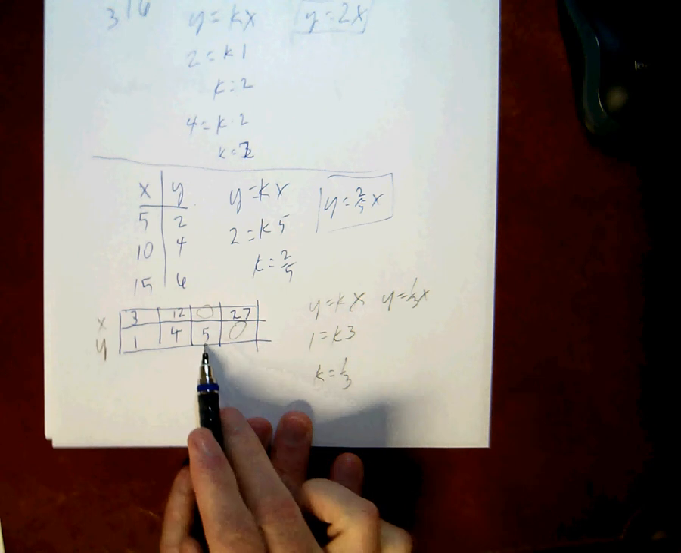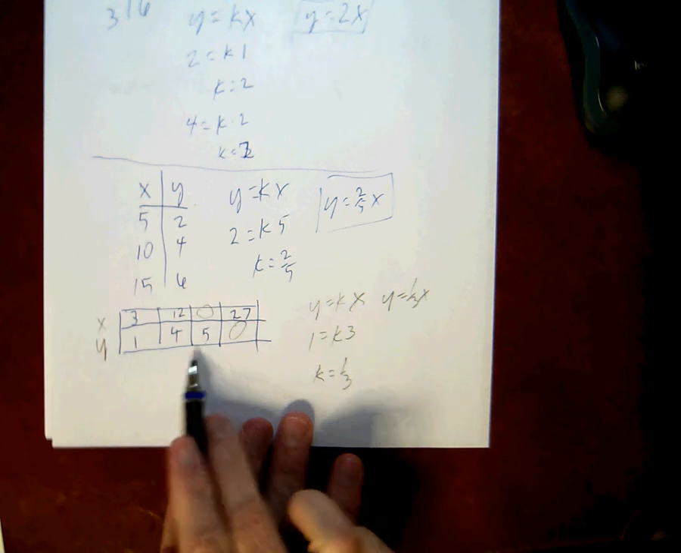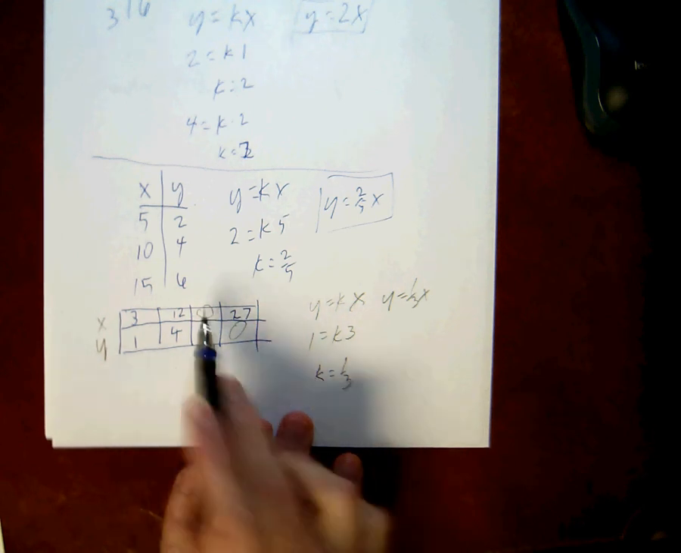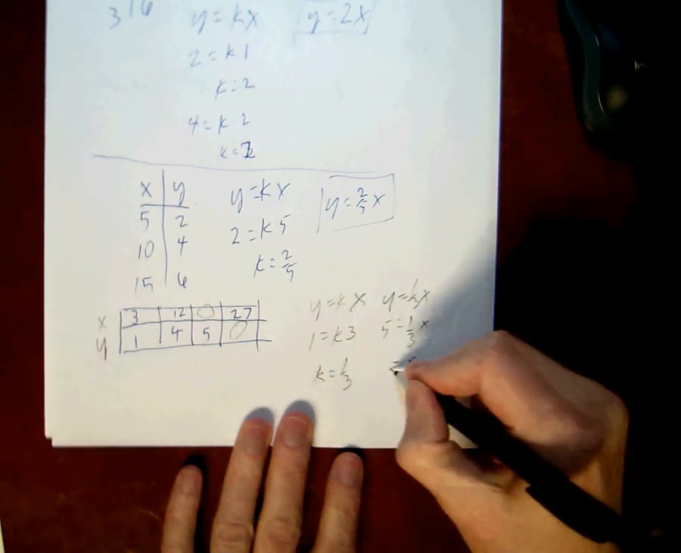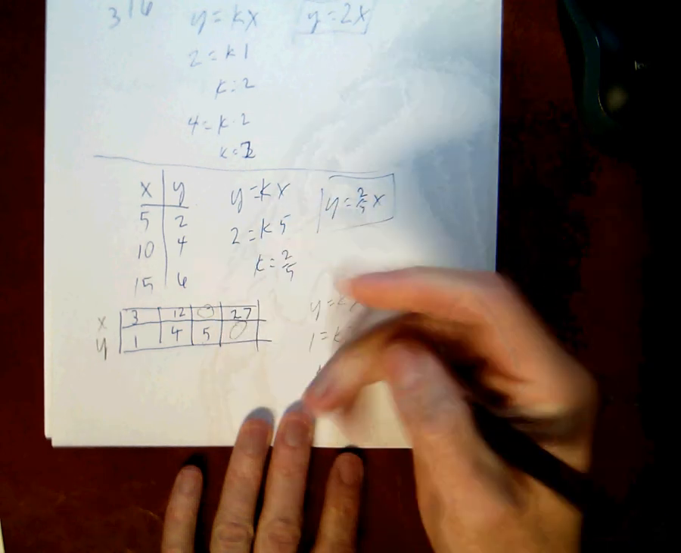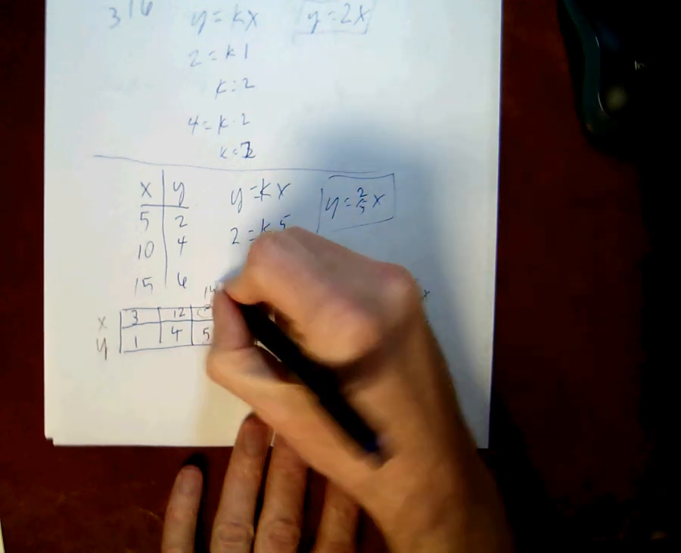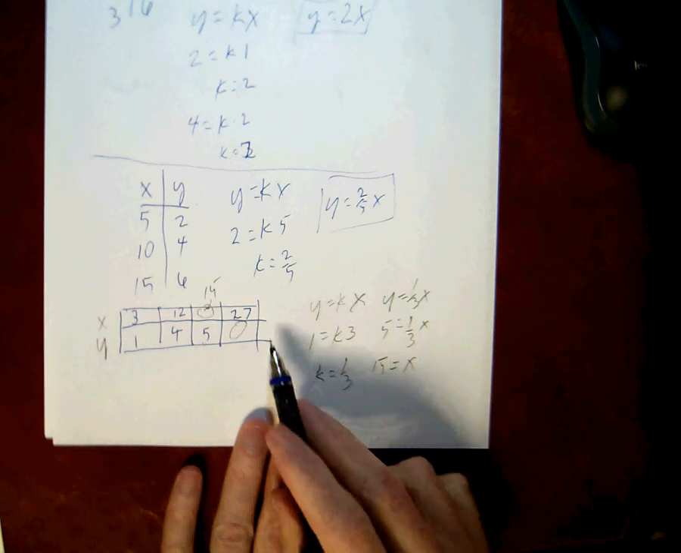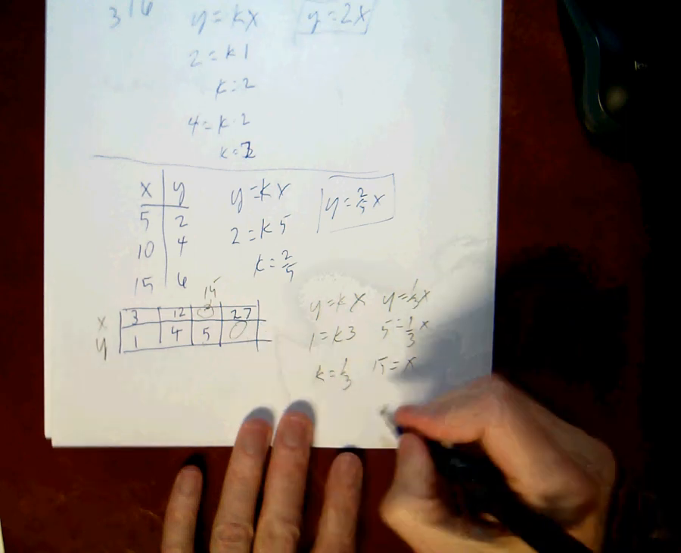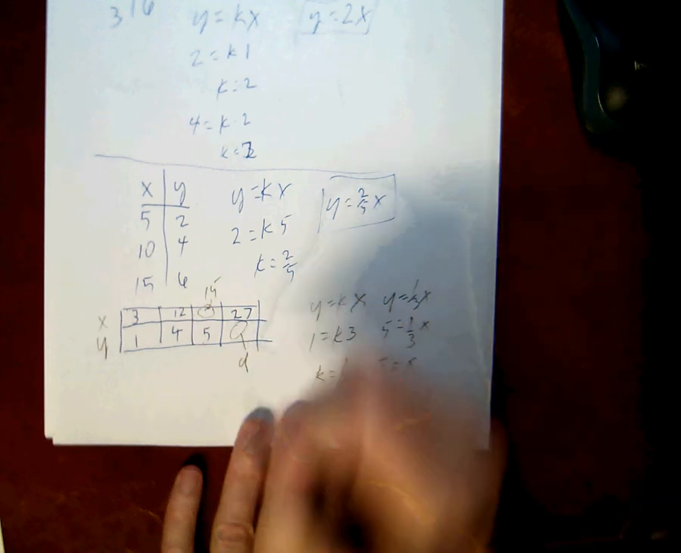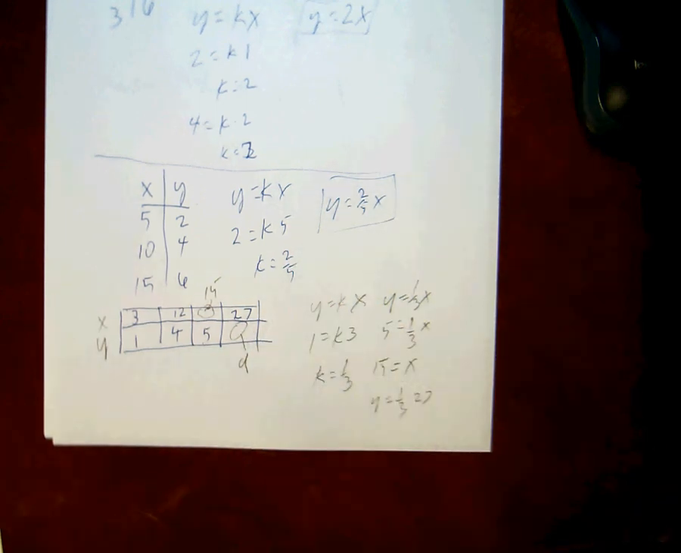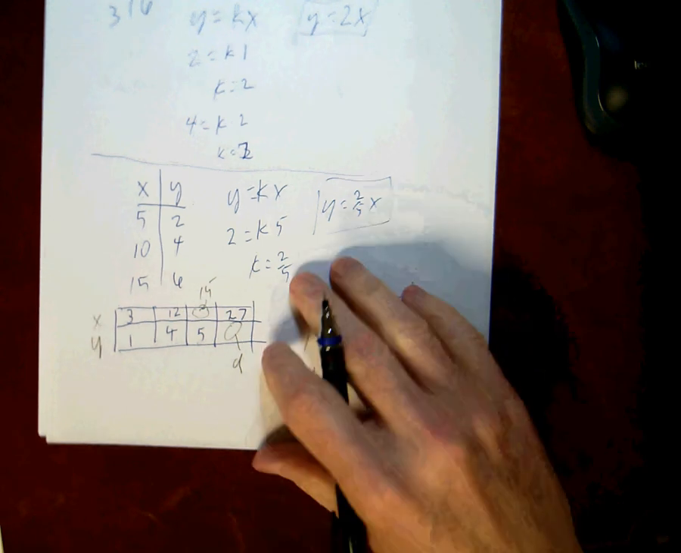To figure this part out, if y is 5, so if I put a 5 here, I get 1/3 x, and so I end up with x is equal to 15. So I know that's a 15. If x is 27, I get y is equal to 1/3 times 27, and so I end up with a 9. All right, your turn. And I'll go ahead and tell you it's direct variation.